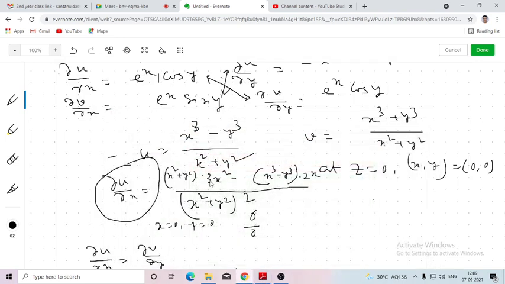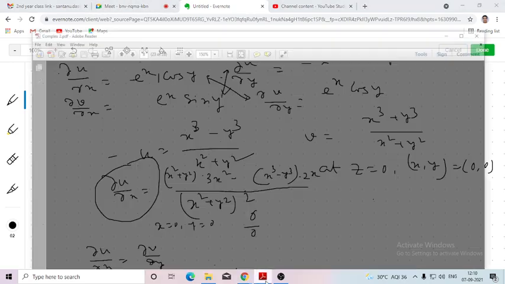So here the partial derivatives are not defined. Similarly, if you find del u del y, del v del x, del v del y and put x equals to 0 and y equals to 0, you will find that none of them are defined. So that's why here one condition is satisfied, that means the function is satisfying the Cauchy-Riemann equation, but the partial derivatives are not continuous. So that's why the function is not analytic.